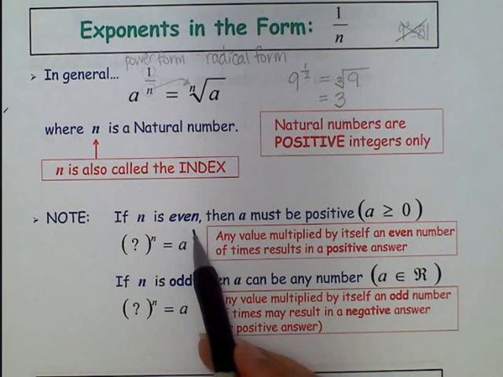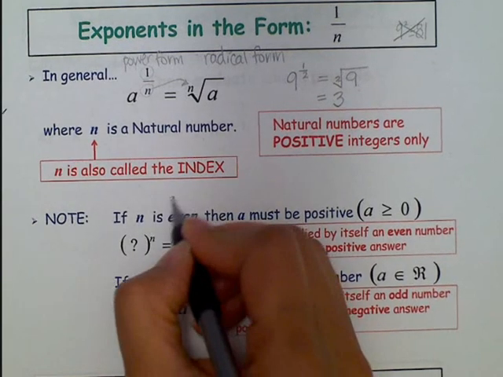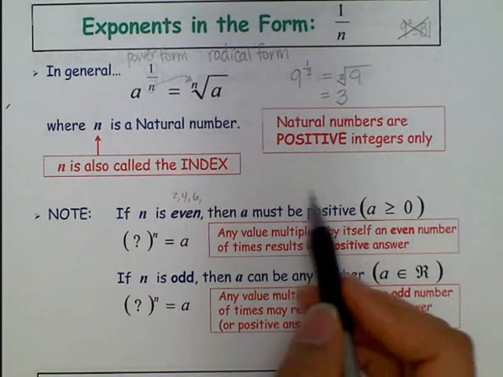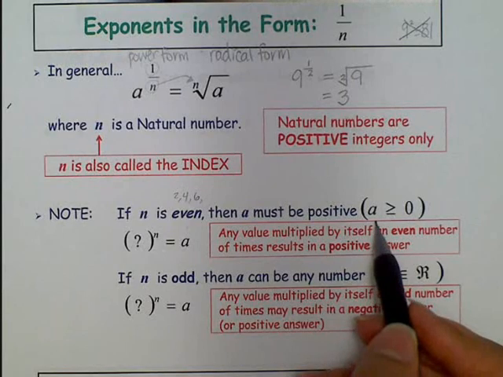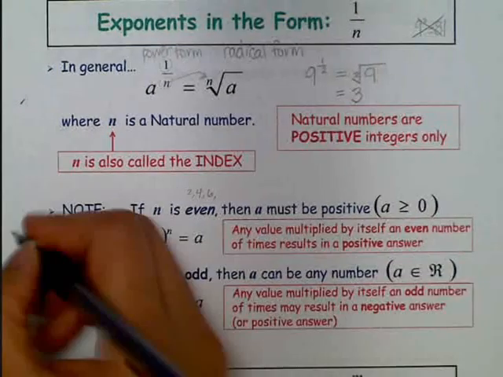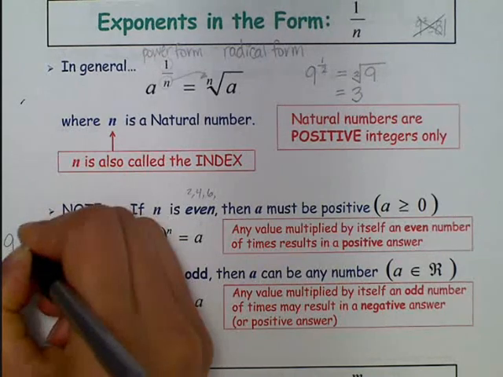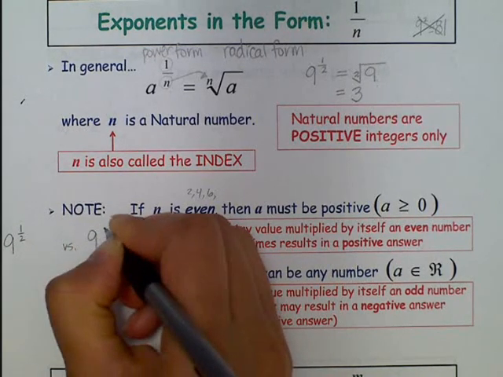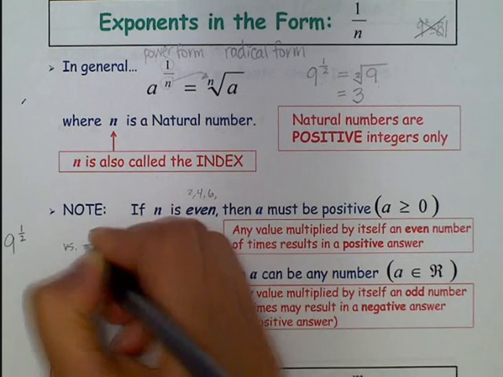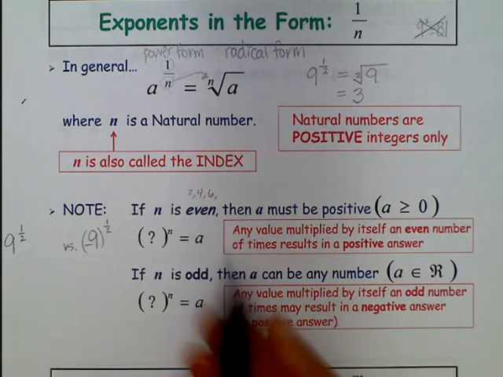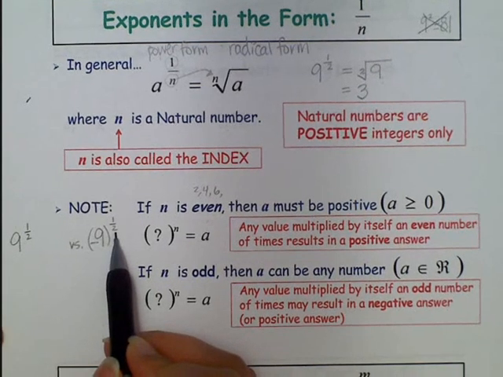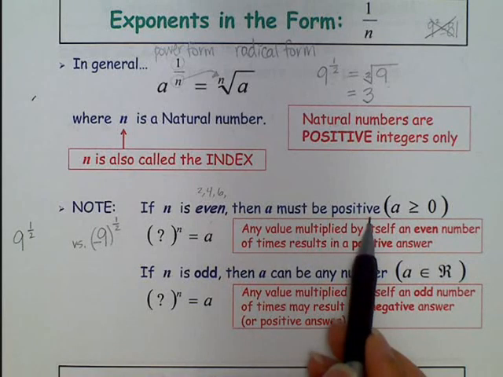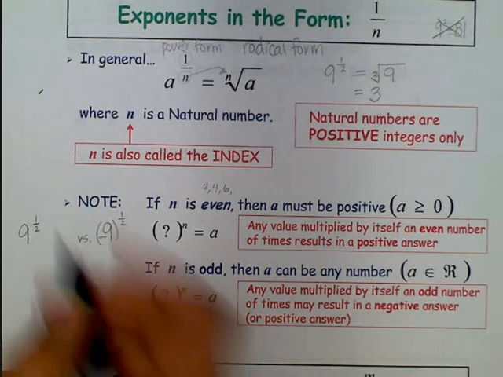Okay, couple things to note. If n is an even number, so if it's a number like 2, 4, 6, 8, etc., then a must be a positive value. So that means that the base must be a positive value. So let's look at a couple of examples to see why this must be true. So let's say we look at 9 to the exponent 1/2 versus negative 9 to the exponent 1/2. Okay, so here we said we're looking at even numbers for n, so the denominator of the exponent has to be an even number. But then it says a must be a positive value. So let's think about why a has to be greater than or equal to 0.